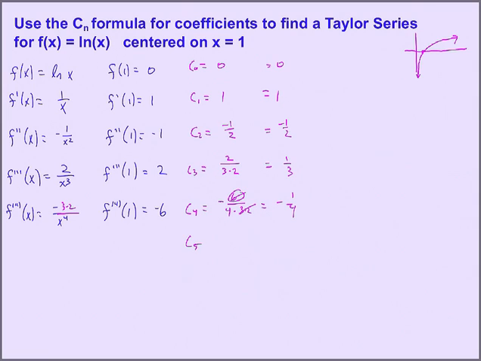The C5 would end up being 4 factorial in the numerator. You can see how these are all one step behind, meaning that the 4th derivative had a 3 factorial in the numerator. The 3rd derivative had a 2 factorial in the numerator, and so on. So this is 4 factorial over 5 factorial, which is really 5 times 4 factorial. And so the 4 factorials will cancel out.